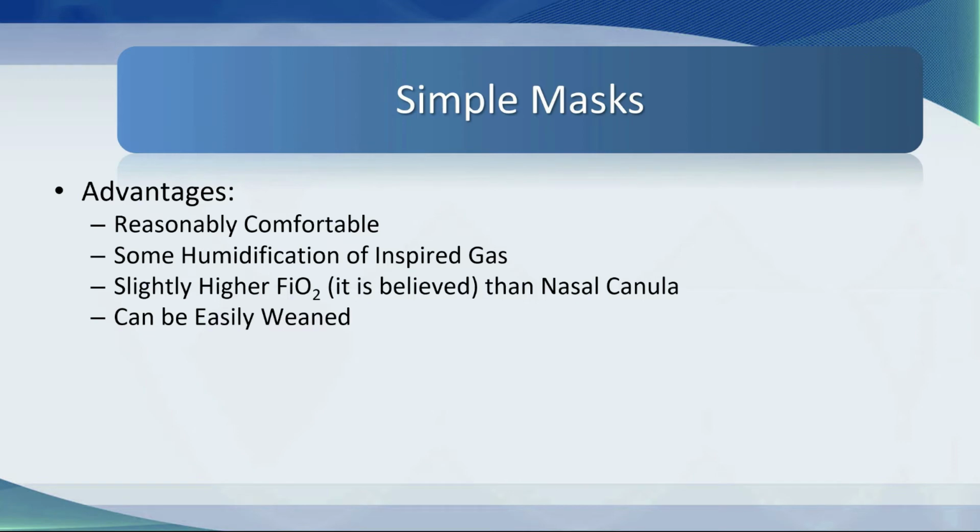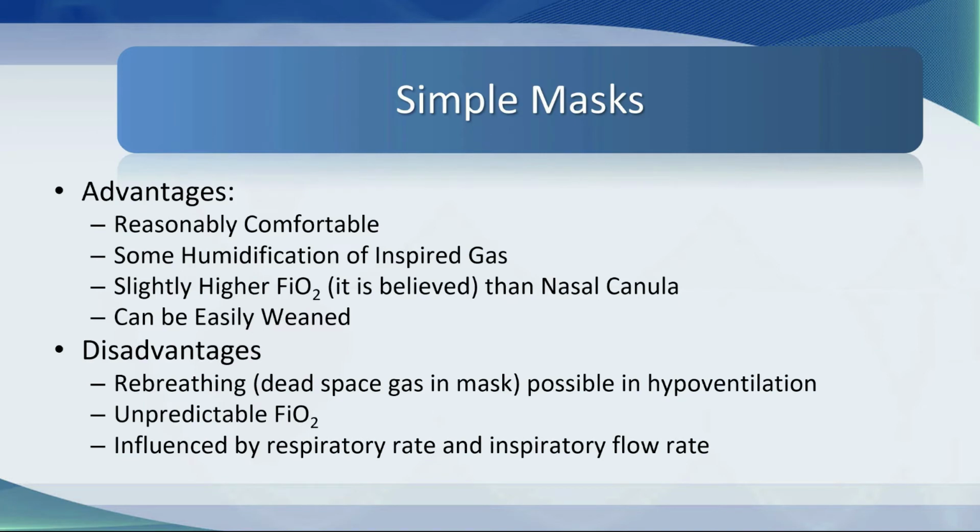but then at 30%, as I've mentioned before, at 5 liters, you run into trouble with rebreathing. And that is the big problem here, and it's always a possibility in a patient who's hypoventilating. The FiO2 is unpredictable though when the respiratory rate and tidal volume go up and down.